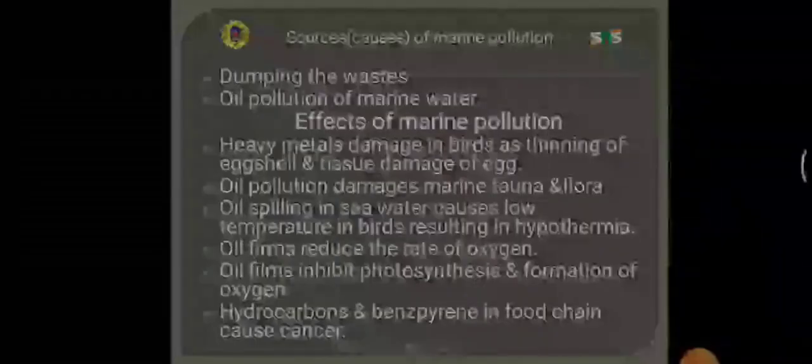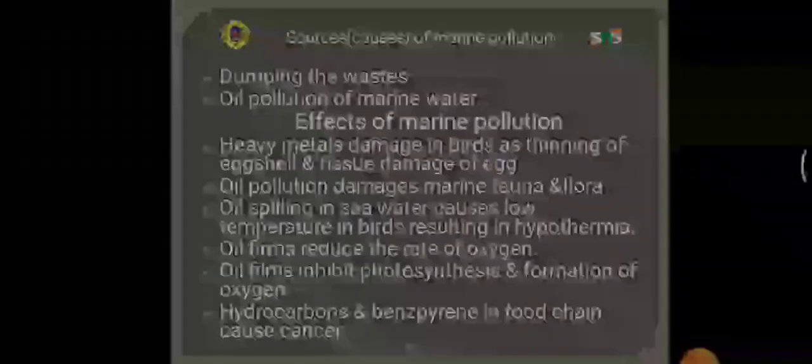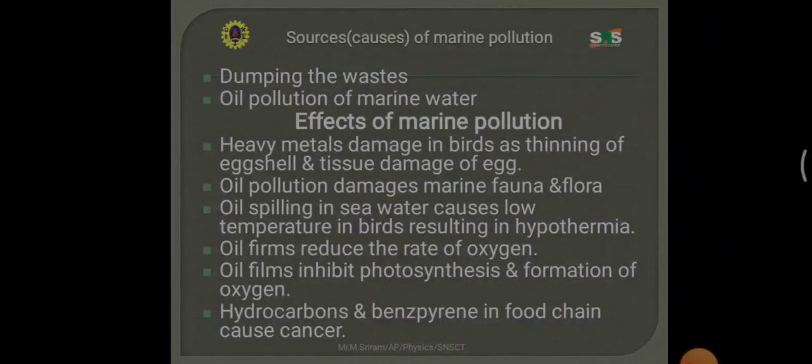And the first one is the dumping of wastage. The most serious issue is the dumping of untreated wastage and sewage into oceans by the coastal towns and cities and industrial units. So many marine birds ingest plastics that cause gastrointestinal disorders.